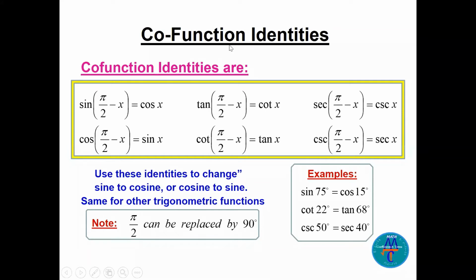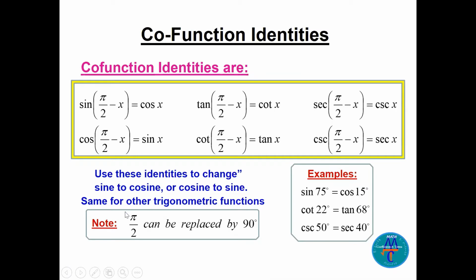The cofunction identities are 6 formulas here. Let me explain the first one. Sine of pi over 2 minus x is equal to cosine of x. The same for other functions: tan of pi over 2 minus x is equal to cotan of x. Secant of pi over 2 minus x is equal to cosecant of x. Let's look at the first one.